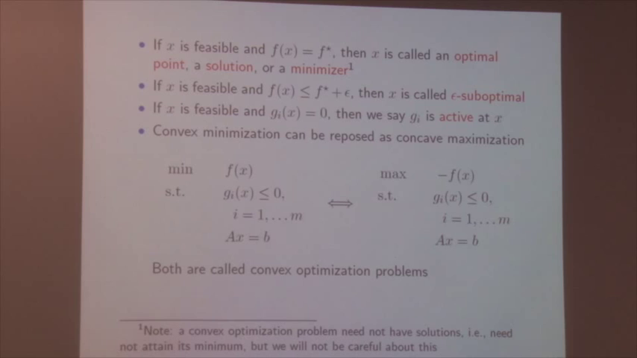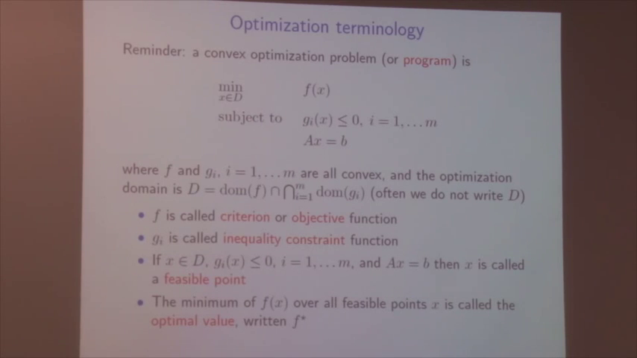What is the asterisk? F star is the optimal value. So it's the minimum value of f of x, where x is in the set of feasible points.